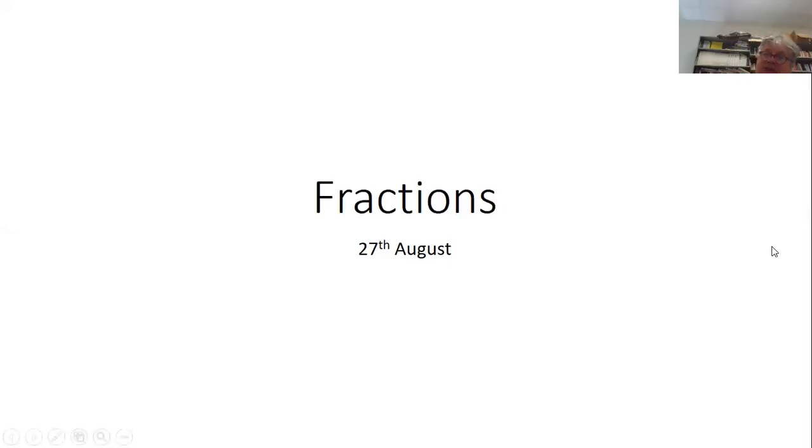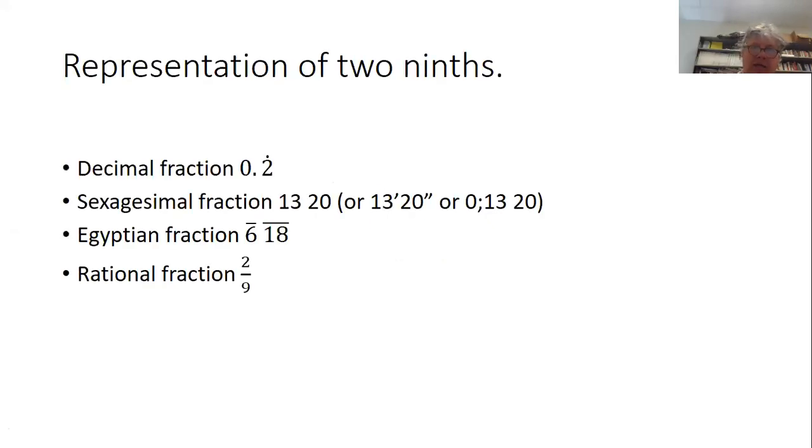Okay, let's do our Thursday history of math. So I wanted to start off by talking about fractions. By a fraction, I mean a rational number between 0 and 1. Let's take an example of a fraction, 2/9. We can represent that in various different ways.